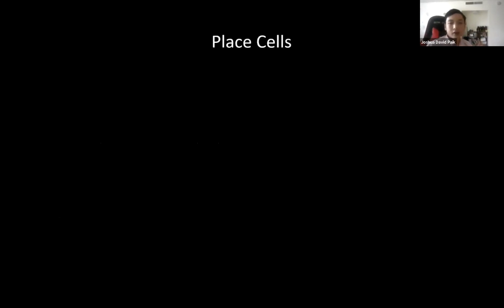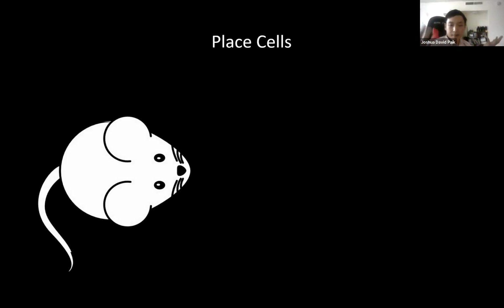Okay, so now I can tell you about place cells. I'll tell you how the basic experiment for how place cells were discovered works. We're going to take a rat and put it in a box, and we're going to put electrodes in the rat's head to record neural data from place cells, which are located in the entorhinal cortex.